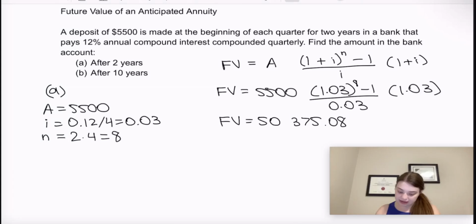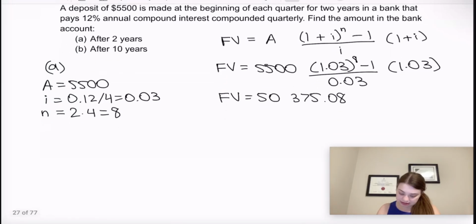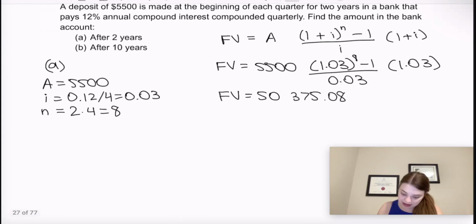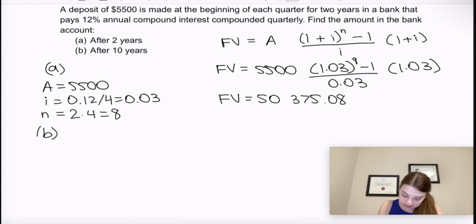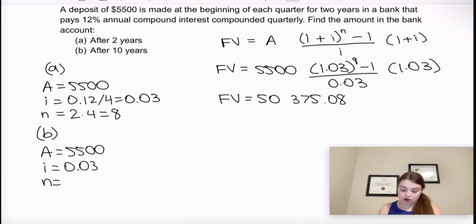All right, so part B is very similar to this. For part B, we still have the exact same deposit amount. We're still depositing $5,500. The interest rate is still the same. The only difference is the number of compounding periods. If we're doing this for 10 years and there's 4 compounding periods a year, that means that there are going to be 40 overall, right?